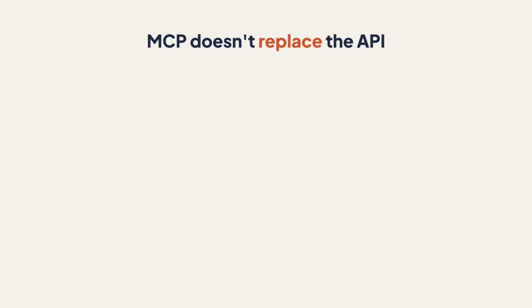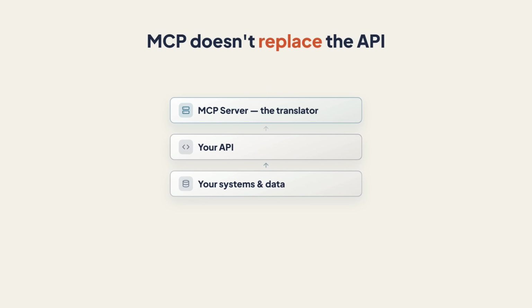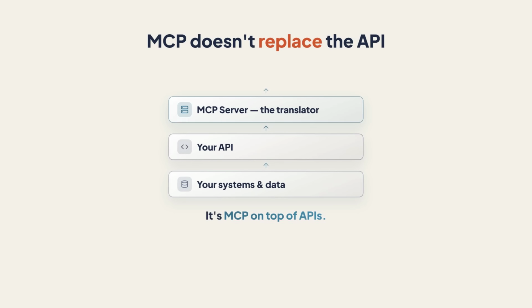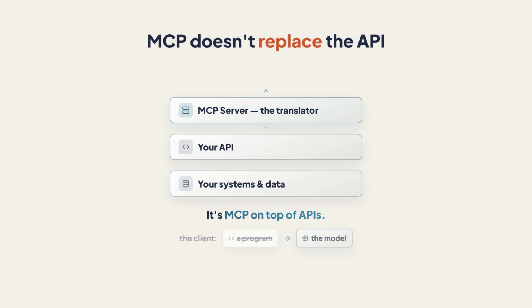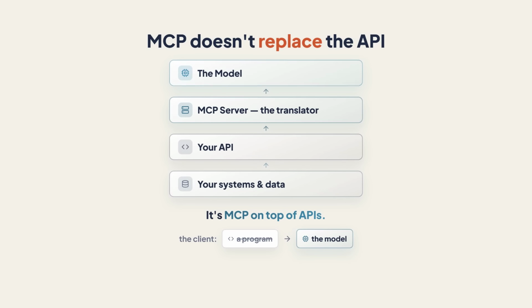Now, an important clarification. This does not kill the API. APIs are still the foundation. They're how your systems actually work. MCP doesn't replace your backend. It replaces the middleware between the model and the API. The MCP server acts as a translator, turning your existing APIs into something a model can understand on its own. So it's not really MCP versus API, it's MCP on top of APIs. What changes is who the client is. With an API, the client is another program. With MCP, the client is the model itself, and that one change rewrites how we design integrations.